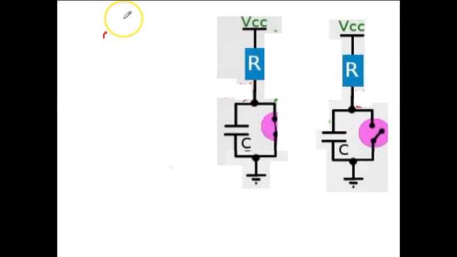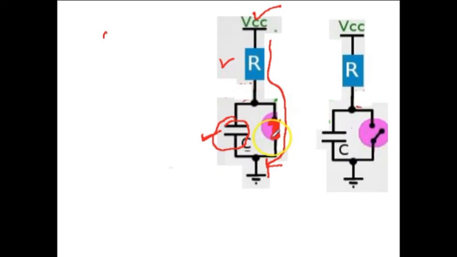The principle of the monostable multivibrator depends upon the charging and discharging of this capacitor. How? Like this: there is a supply, a resistor, a capacitor, and a switch. If the switch is closed, then what happens? The current of the battery will take the path along this side to flow to ground.